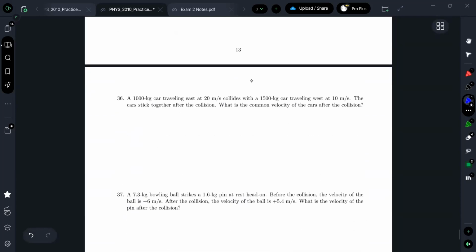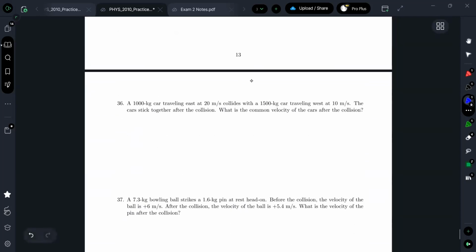We'll again set up both, but not fully solve. 1,000 kilogram car traveling east at 20 meters per second. I'm this far in the problem, I should already be drawing something. Car. Terrible car, doesn't matter, it's okay. 20 meters per second to the east has a mass of 1,000 kilograms. We use M for mass.